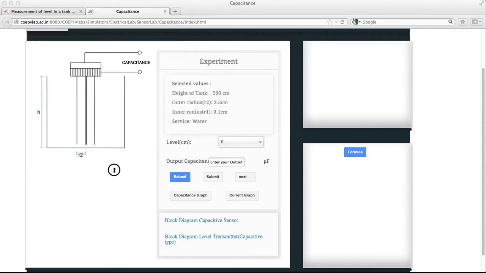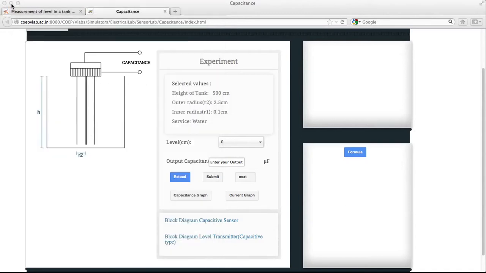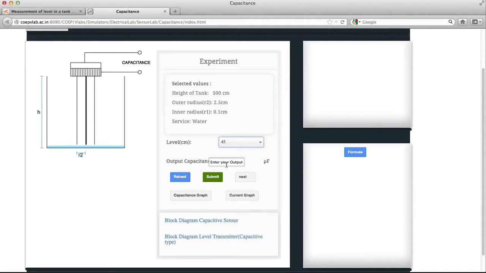This is the formula which you are going to use, and the dielectric constant values are also given. After reading this, you can close this. And now the first thing is, suppose I want to test what will be the capacitance at 45 centimeter. Then you have to calculate using the formula, and you have to enter here the value of the capacitance in microfarad.